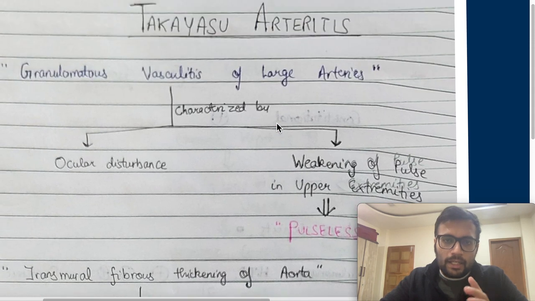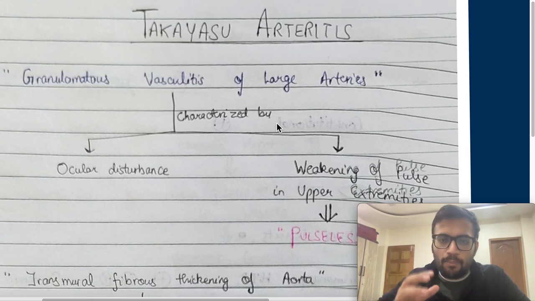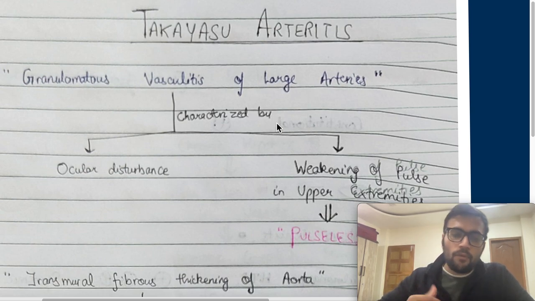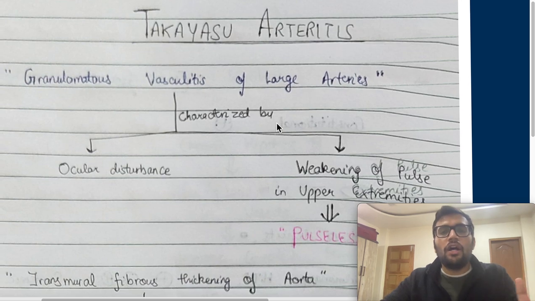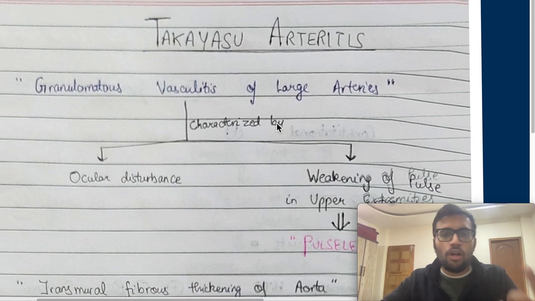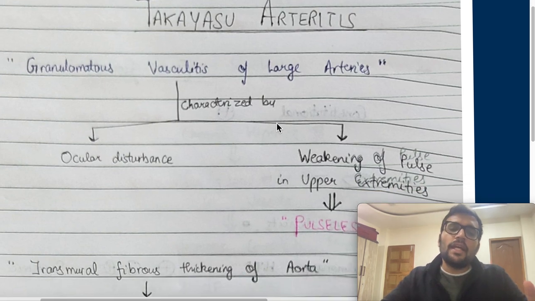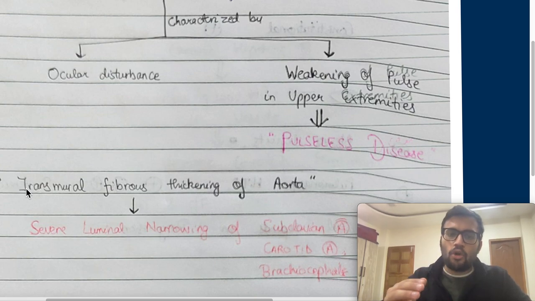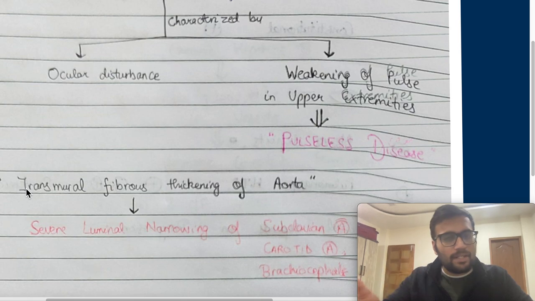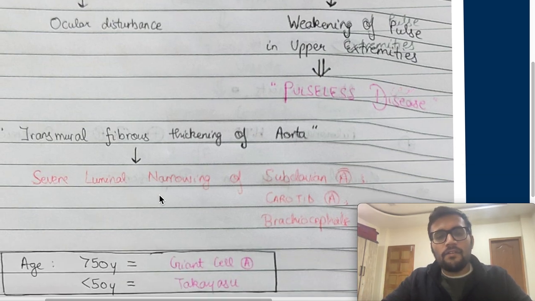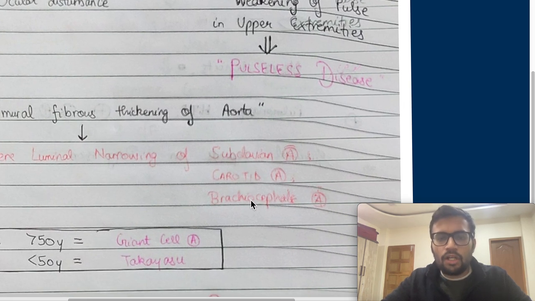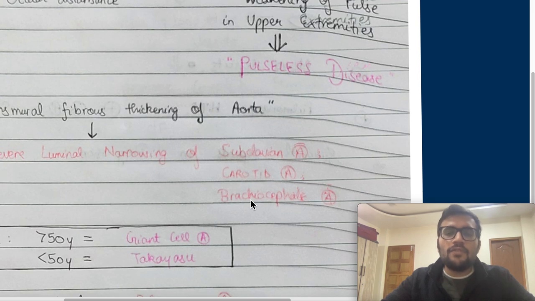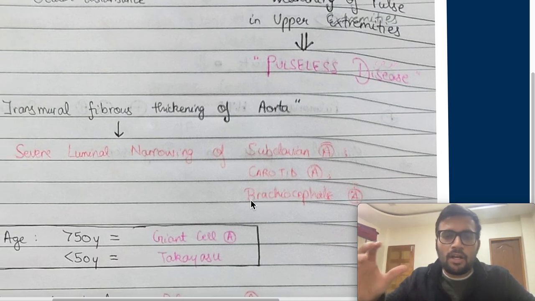Now how do we proceed? First of all we learn what is that particular condition, then what kind of vessel does it involve, right? So in temporal arteritis, please recall what vessels were involved. Temporal, vertebral, ophthalmic. Here basically the aorta and its major vessels are involved. So this is transmural fibrous thickening of the aorta and major vessels. There is severe luminal narrowing, most commonly of the subclavian artery. Subclavian artery is the most commonly involved. Apart from it, carotid, brachiocephalic. This is again a differentiating feature. You need to remember the vascular bed involved.